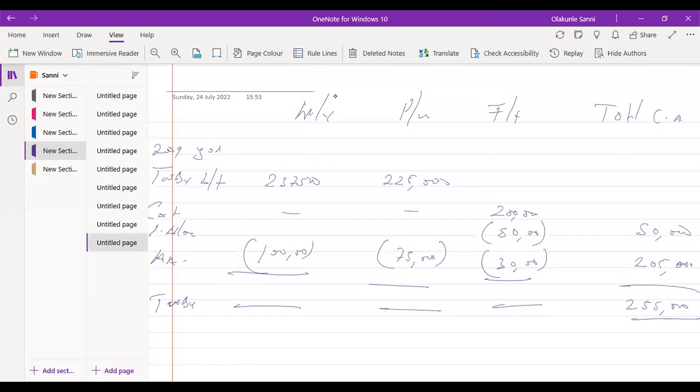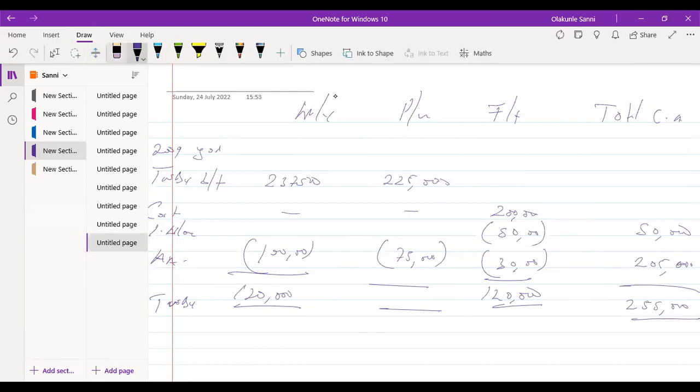Class, do you understand this? So what will be the value here? The tax written down value. For furniture and fitting, it is 120. Motor vehicle, 137,500. Plant and machinery, 150.